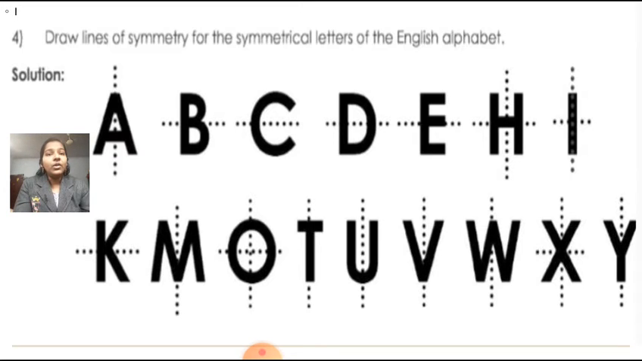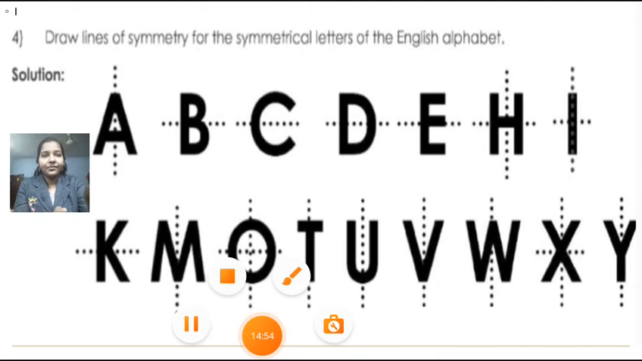So, always remember children, a vertical line of symmetry divides the given object into equal left and right parts. Okay, and a horizontal line of symmetry divides the given object into equal top and bottom parts. Okay, keep that in your mind. So, this is about the lines of symmetry.